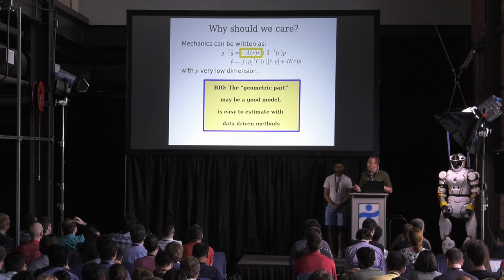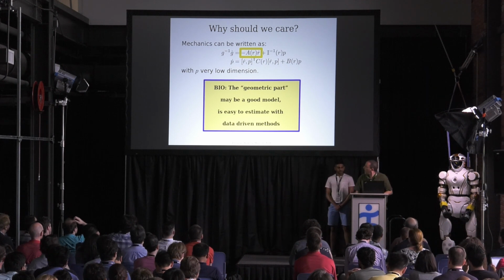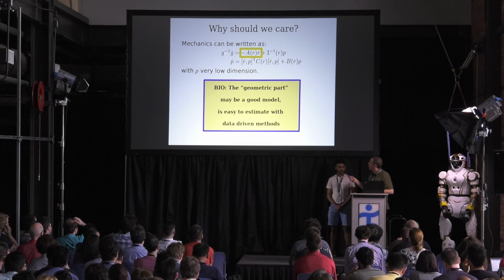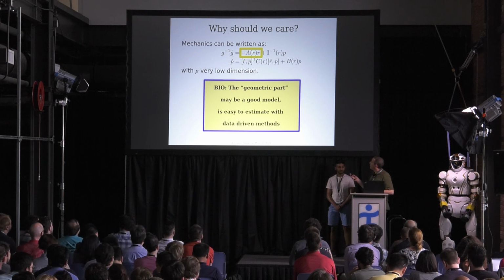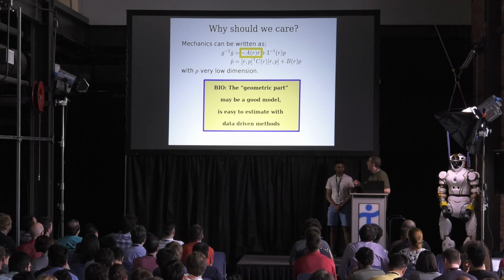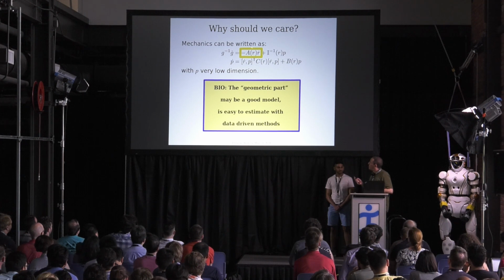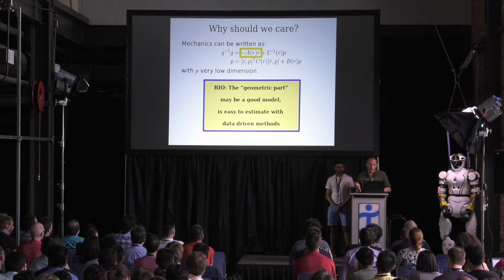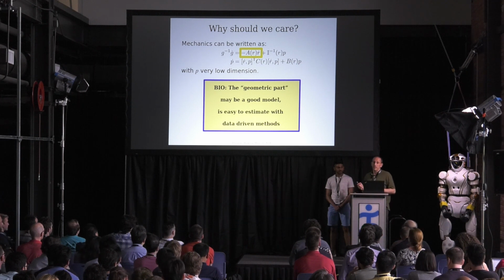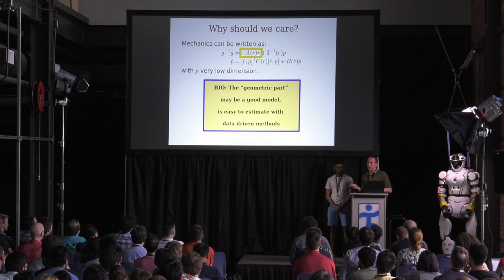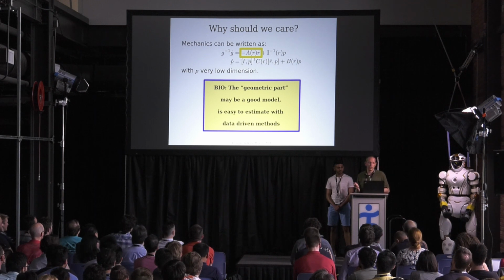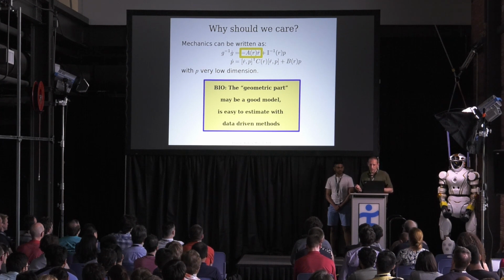So it turns out that mechanics can be written in this rather odd way, which has translation through the group, which is how you move through space, tied to a geometric term, and then some other dynamic equation related to momentum. A biologist should care about this equation because the geometric part may be a good model, and it's actually pretty easy to estimate in data-driven cases. Biologists know that, for example, in low Reynolds number swimming, this in fact dominates everything. So we already know that in biology, though we usually don't like putting the math in there.